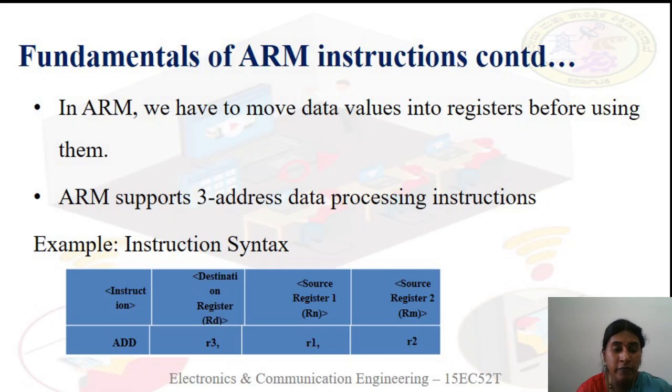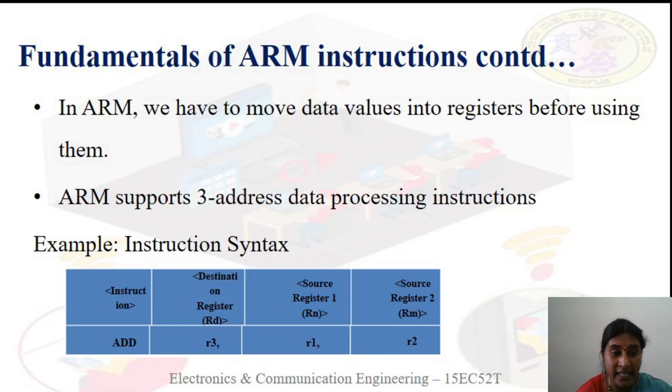Next, our ARM will support 3 address data processing instructions. What do you mean by this? You see here, there is an instruction syntax. First, there will be an instruction. Next, there will be a destination register RD. Then source register 1, RN, and source register 2, RM. This is 3 address. Destination register has one address, source register 1 has another address and source register 2 has another address. It means it is a 3 address data processing instruction.